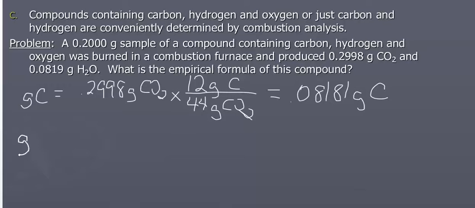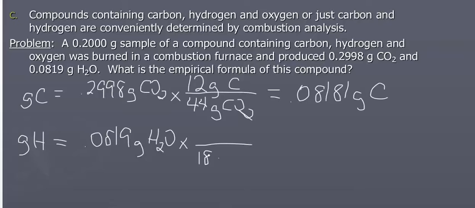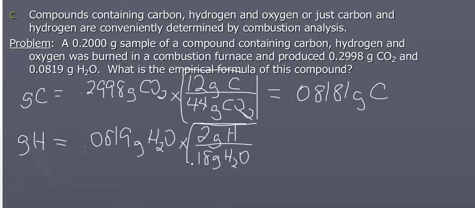I can also get the grams of hydrogen, a very similar process, because hydrogen is present only in the product water. So I'm going to take the 0.0819 grams of water. I'm going to multiply by another ratio. Now the molar mass of water is 18. And out of those 18 grams of water, 2 grams come from hydrogen every single time. So these ratios here are consistent in every combustion problem. When I multiply those and divide, I will get the mass of hydrogen.